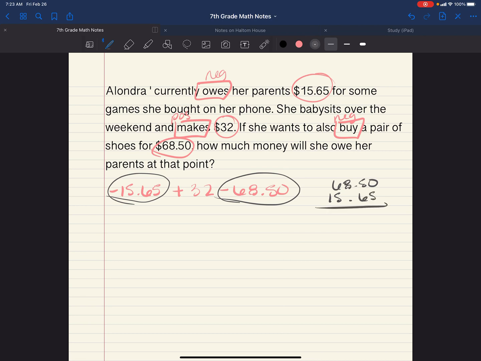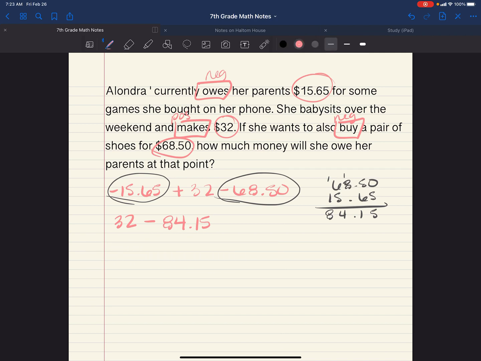If I'm picturing this on a number line, I'm starting at negative $15.65, and then I'm going left $68.50, so it's going to be an even smaller, deeper negative number. 0 plus 5 is 5, 5 plus 6 is 11, 9 plus 5 is 14, and 7 plus 1 is 8. So this is actually negative $84.15 plus $32. Or we can write this as $32 minus $84.15. It's literally the same thing.